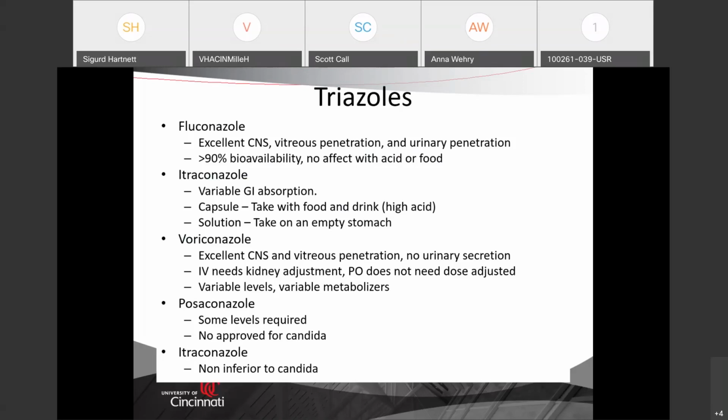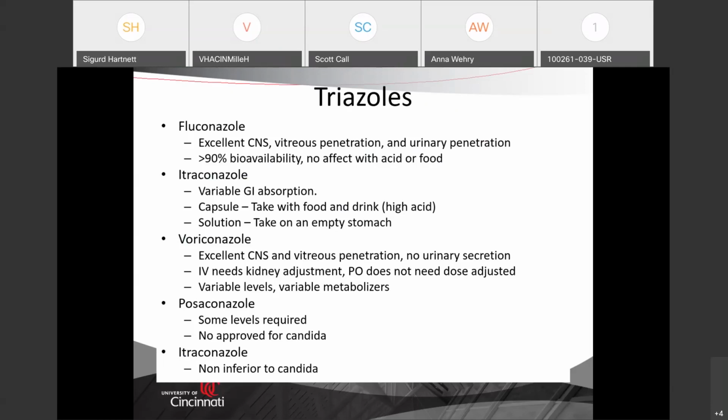With the capsule, it likes high acid, so in people on PPIs or H2 blockers, it doesn't absorb as well. We recommend taking it with things like a Coke or some orange juice to help with absorption. The solution does not require as much acidity, and you want to take it on an empty stomach.